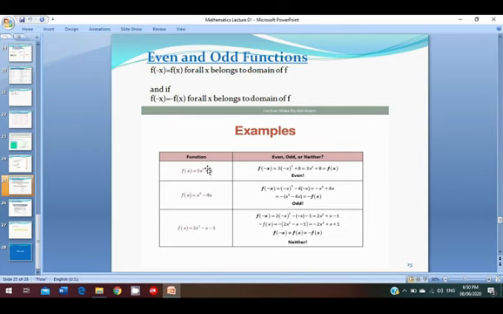And you can see the example. f of x equals 3x squared plus 8, and when you replace this x by minus x, you get this result, which equals f of x. That's why we call it an even function, because f of minus x becomes equal to f of x. But in another case, when f of minus x equals minus f of x, this function is odd. And the last one, in which f of minus x does not equal f of x, and also does not equal minus f of x, we say that this function is neither even nor odd.